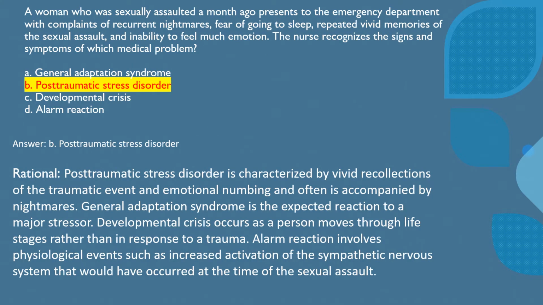Answer. B. Post-traumatic stress disorder. Rationale. Post-traumatic stress disorder is characterized by vivid recollections of the traumatic event and emotional numbing, and often is accompanied by nightmares. General adaptation syndrome is the expected reaction to a major stressor. Developmental crisis occurs as a person moves through life stages rather than in response to a trauma. Alarm reaction involves physiological events such as increased activation of the sympathetic nervous system that would have occurred at the time of the sexual assault.